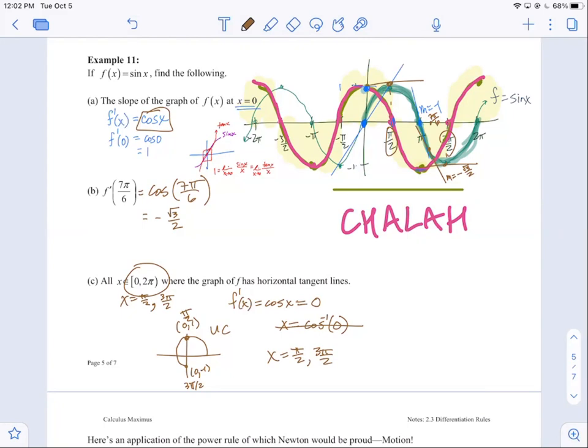All right, so there's a nice application. I could have you write the equation of a tangent line, and then find its x-intercept or y-intercept, but we'll save that for something that's not so tricky. All right, any questions on 11? Number 11 is over.